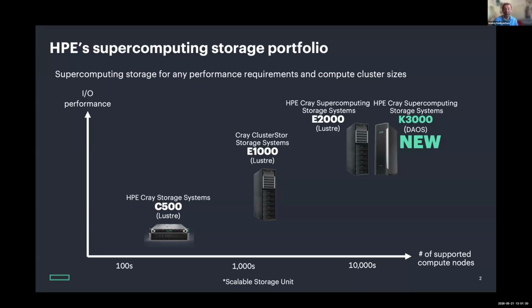The E1000 is a previous generation of a similar system based on Lustre, and C500 was small scale installations of these systems. So the E2000 and K3000 are the two primary products that we are advertising for customers. Depending on the use case configuration, each of these can be a standalone installation, or they could be a hybrid installation that I will cover later.